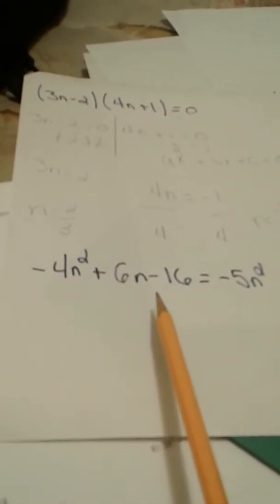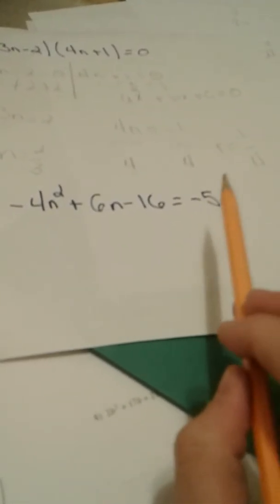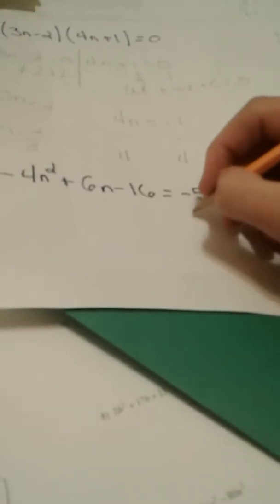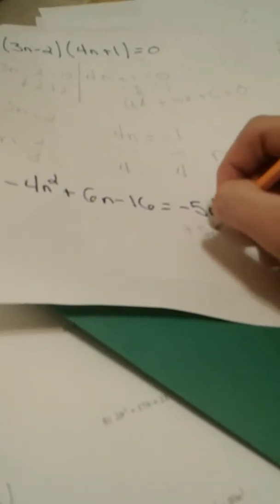Now number 2 is a little bit different, okay? As you can see, the equation doesn't equal 0. It equals negative 5n squared. We can't have that, okay? So we'll see what we got. We got negative 4n squared plus 6n minus 16 equals negative 5n squared. So what we gotta do is make this equation equal 0, which all we gotta do is bring negative 5n squared onto this side to where this side will equal 0. And all we gotta do is do the opposite of negative 5n squared, which is add 5n squared.